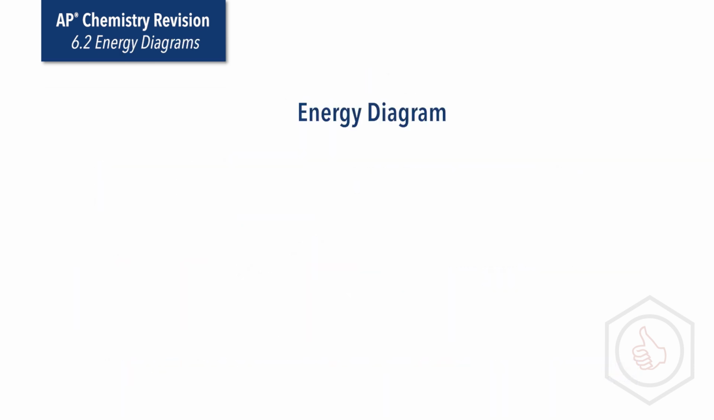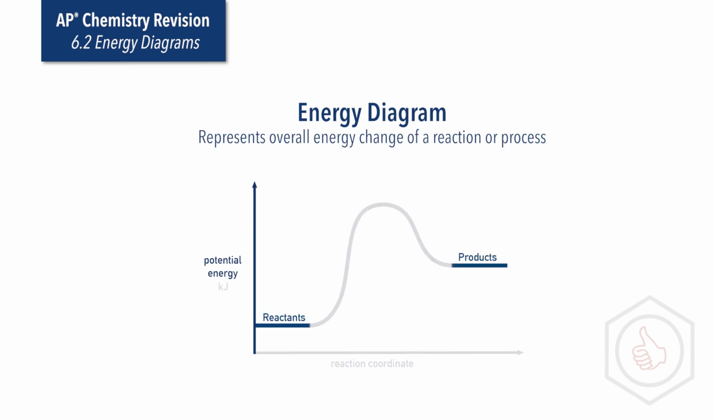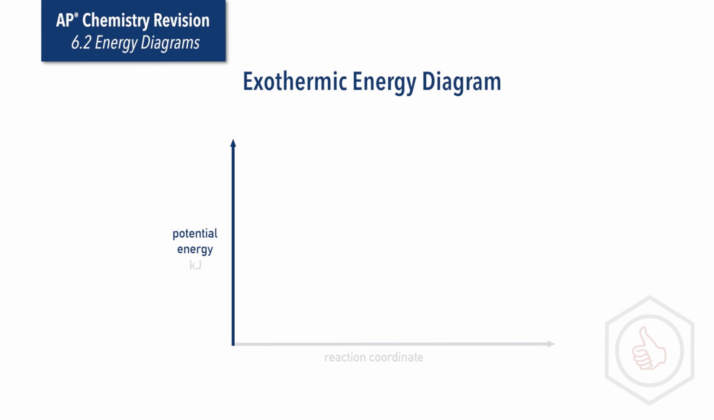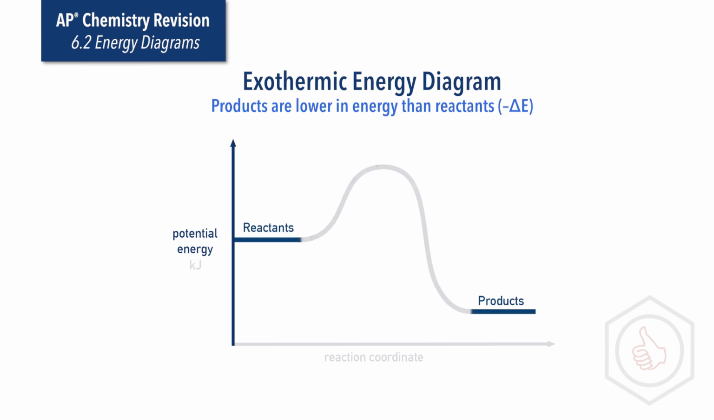An energy diagram is a graphical way of showing the overall energy change that occurs during a chemical reaction or physical process, so starting and final energy levels. The y-axis represents potential energy. For an exothermic energy level diagram, the products will be at a lower energy than the reactants, and the difference between them is the overall energy change of the reaction or process. This difference in energy being released to the surroundings as heat.